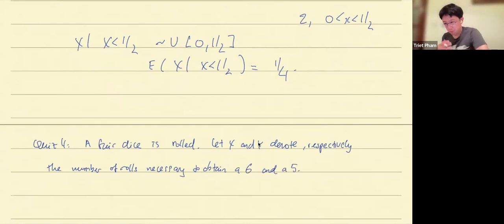So basically, I hope this language is clear. We're talking about a geometric type of random variable. X is the number of rolls until you see the first 6. Y is the number of rolls until you see the first 5. Okay. So question A, find the expectation of X. I hope this is routine.